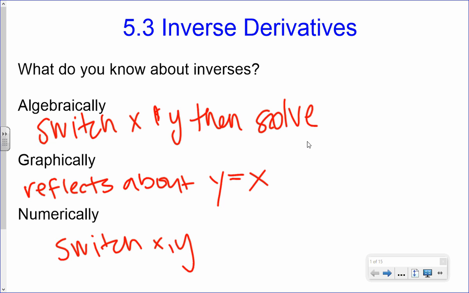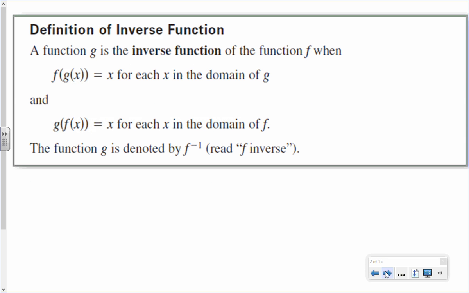If you remember back to Algebra 2, a couple years ago, the formal definition: yes, we switch x and y, that's how we find them. But in order for two functions to be inverses of each other, both compositions turn out to be x. Don't feel like you need to write down all of those words. But if we have an inverse function, then f composed with g equals x and g composed with f equals x. What does that mean? The functions undo each other, right?